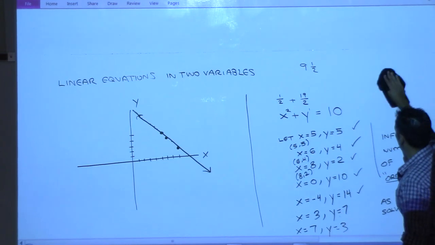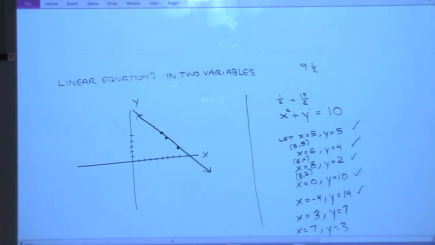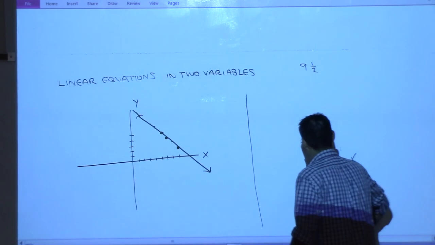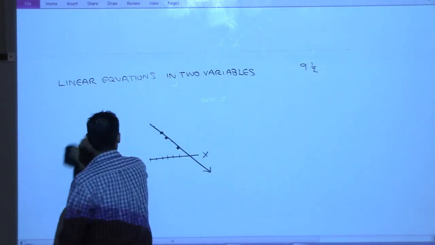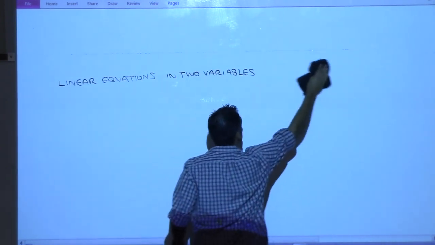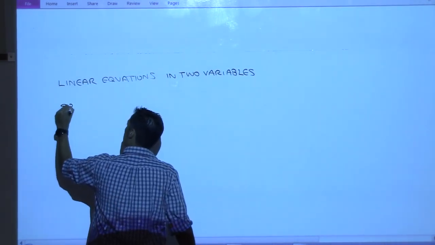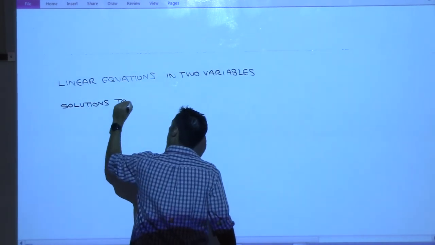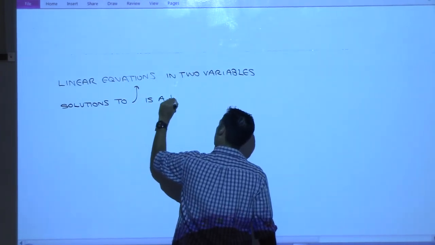All right. So our goal today is for me to be able to give you a linear equation in two variables, and you be able to plot the solutions, all right? To draw the line. So in summary here, the solutions to a linear equation in two variables is a line.